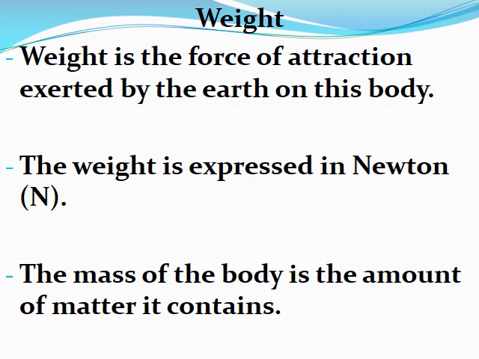Here we move to the lesson of weight. What is weight? Weight is the force of attraction exerted by the earth on this body. As we know, the weight is expressed in its SI unit, which is the Newton, with the symbol capital N. While the mass of the body is the amount of matter it contains. Also, we have the main difference: the weight is variable according to the place, while the mass is always constant. It doesn't change.